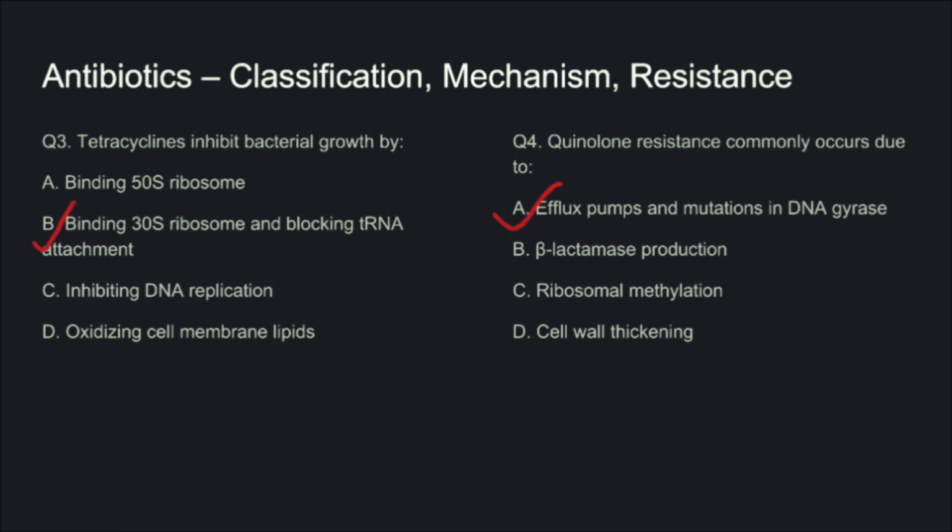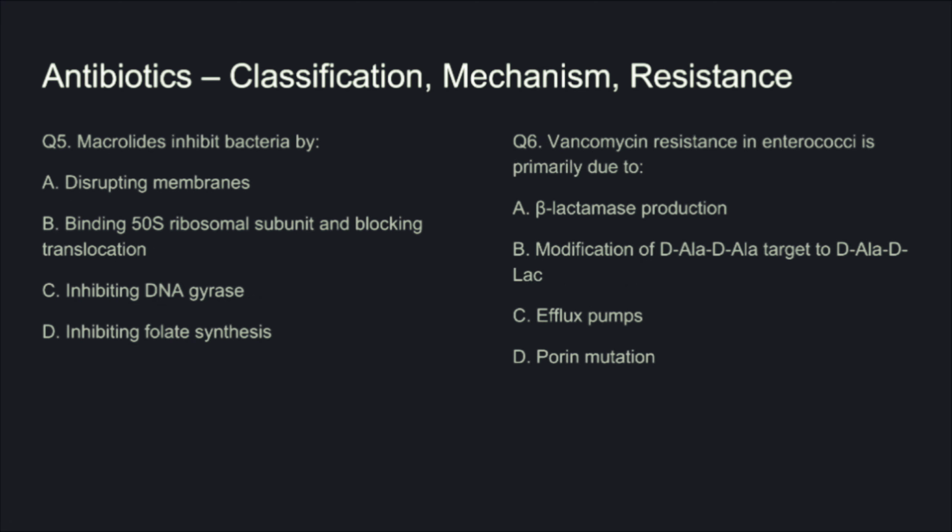Okay. Now the next question, question 5. Macrolides inhibit bacteria by: A. Disrupting membrane, B. Binding 50S ribosomal subunit and blocking translocation, C. Inhibiting DNA gyrase, D. Inhibiting folate synthesis. So the correct answer is option B, and this is because they prevent the elongation of the protein chain.